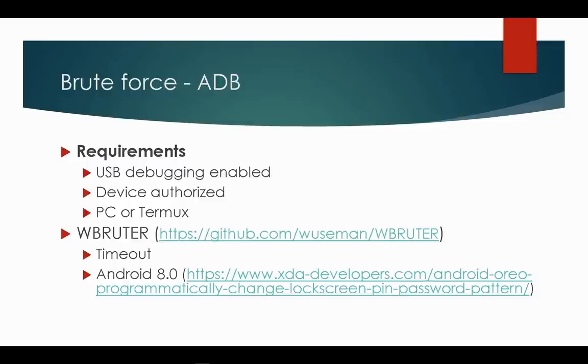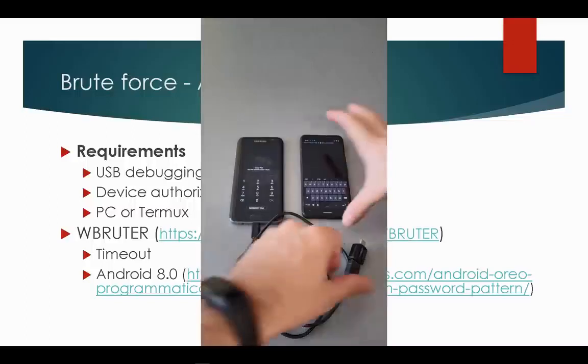Still, using ADB, there is no way to bypass timeouts, except for one Android version, which is Android 8.0. There a new feature was introduced that made it possible to change the PIN, pattern, or password of the lock screen using a new ADB command, and that feature contained a bug which would result in bypassing timeouts, but only for Android 8.0. I tested that for Android 8.1, 8.0 and 10, and this feature or this bug is not present anymore. I prepared a quick demonstration. I have two smartphones.